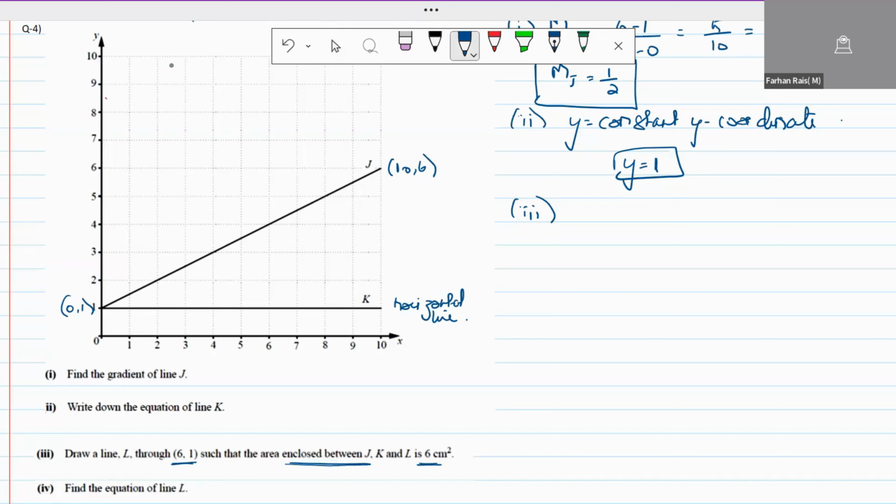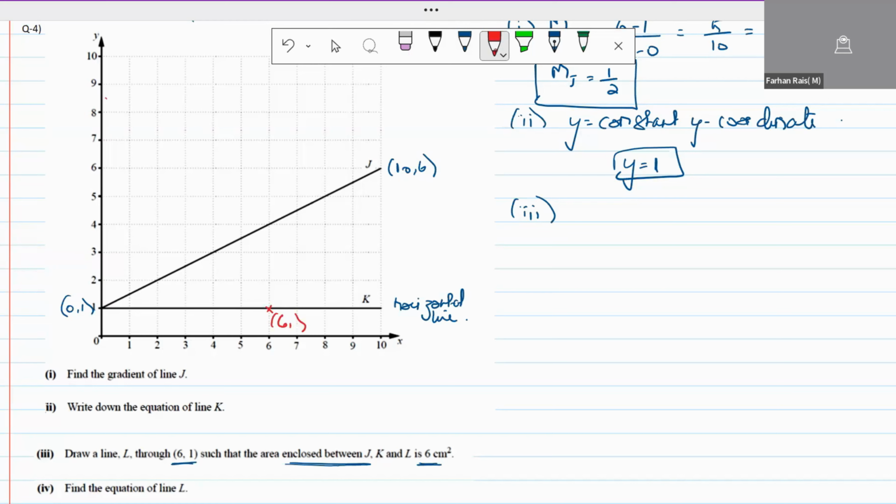It has to be enclosed. That means it has to be a bounded region between the three lines. We already have the two lines J and K, and we need to draw the third line L, such that the enclosed or bounded area we have is 6 centimeters square. And this line L is also passing through the point 6 comma 1.